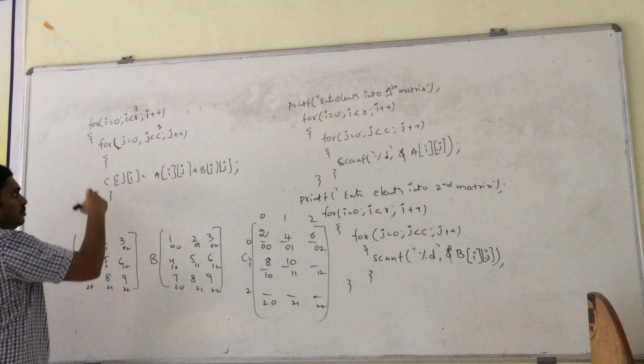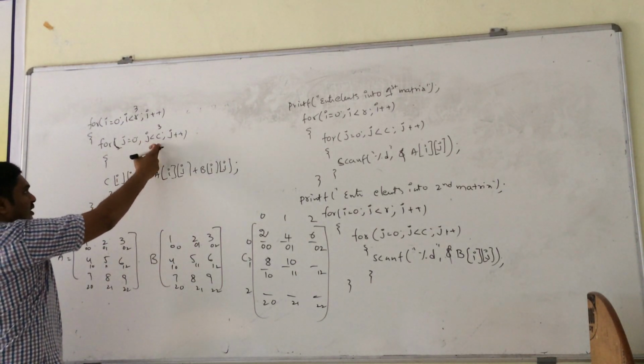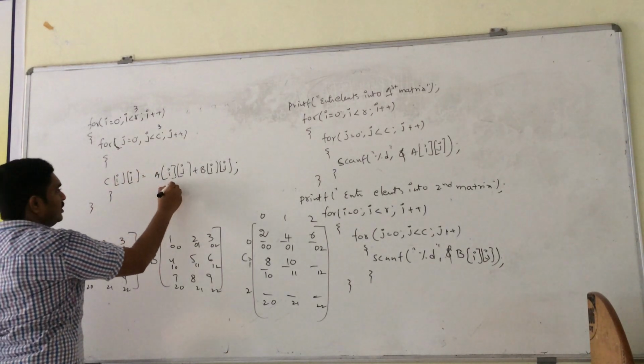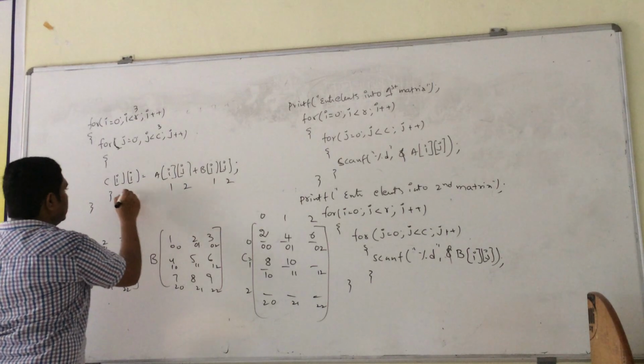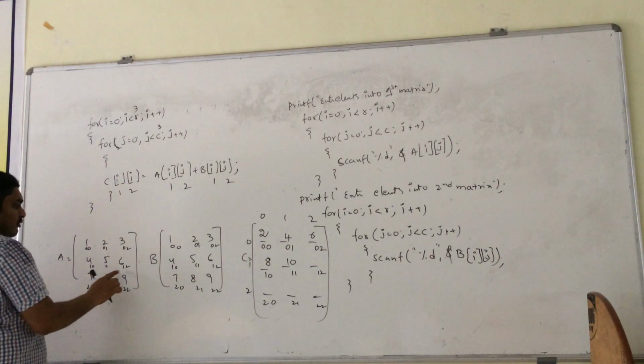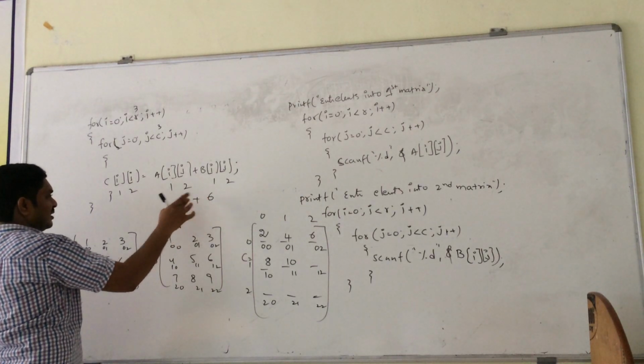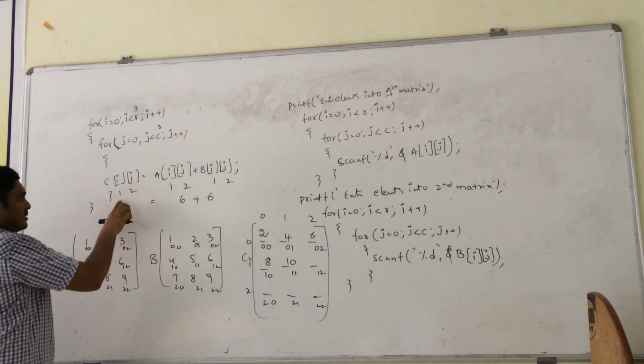It is the end of the loop and the J value is incremented. 2 less than 3, condition true. It enters into the loop. So I value is 1, J value 2. So I am taking the values. A of 1 2 element is 6, B of 1 2 element is 6. These 6 plus 6, 12 is stored in C of 1 2.